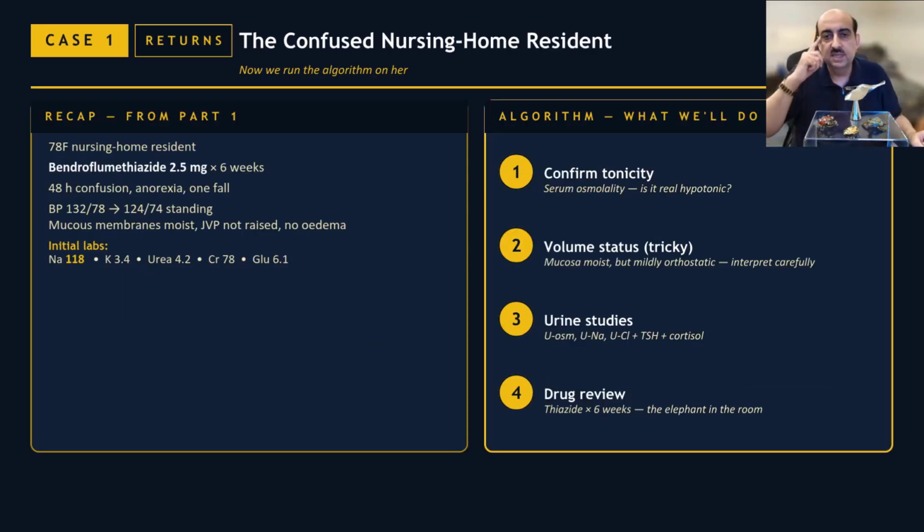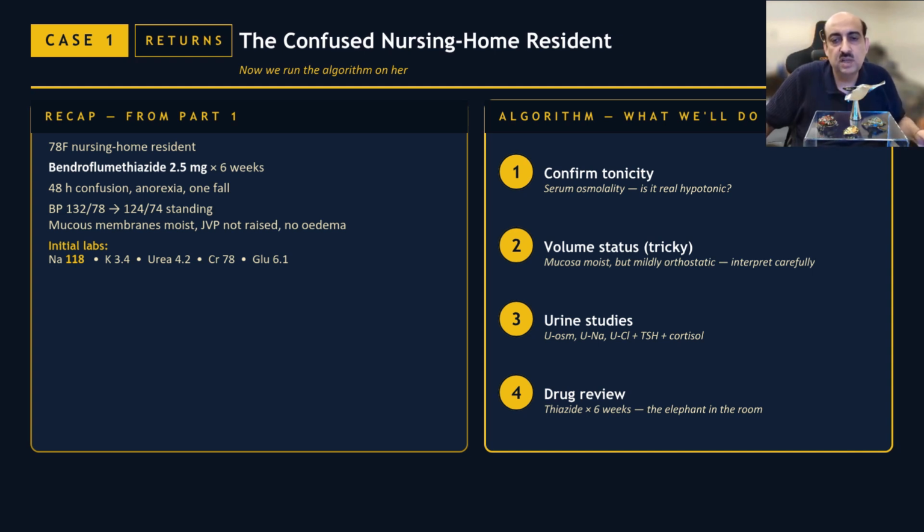Our second case is actually from video 1. We will recap it again: the confused nursing home resident, if you can recall. A quick recap: a 78-year-old nursing home resident, 6 weeks ago started on bendroflumethiazide, presents with acute confusion, clinically not dehydrated, labs showed hyponatremia.